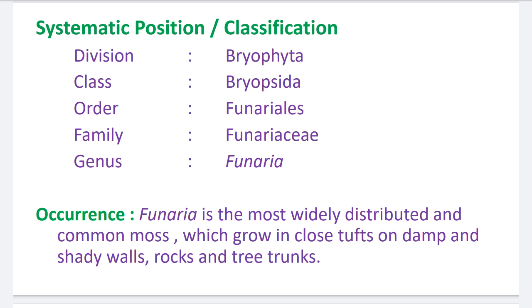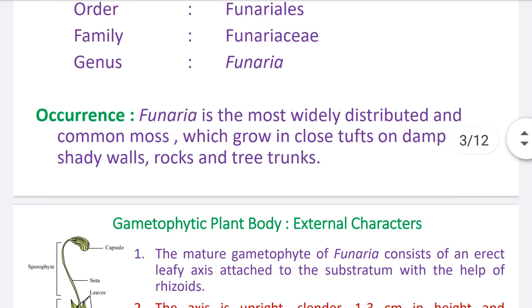Funaria is the most widely distributed and common moss, which grows in close tufts on damp and shady walls, rocks and tree trunks. Tufts means group. As you know, bryophytes grow in moist and shady conditions. Like that, this Funaria also prefers shady, moist conditions. It grows on moist walls, moist damp rocks, as well as tree trunks. So this is the most common occurrence of the Funaria.